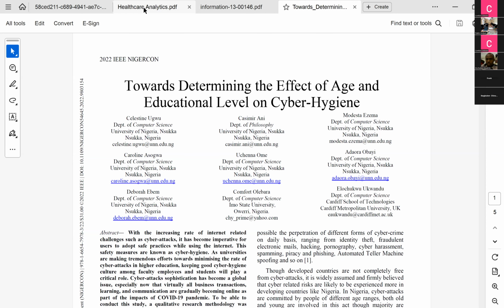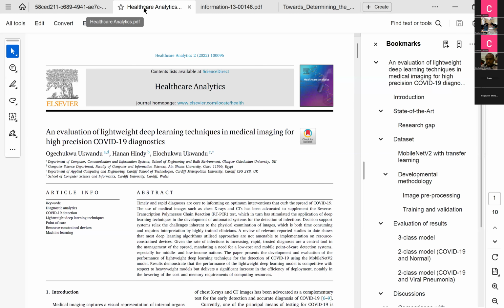What are you seeing on the screen now? Elsevier, an evaluation of lightweight deep learning techniques. Yeah, you may need to know that this was my wife's MSc project. Wow. That was published in Elsevier. So this was our MSc project that was published in Elsevier.